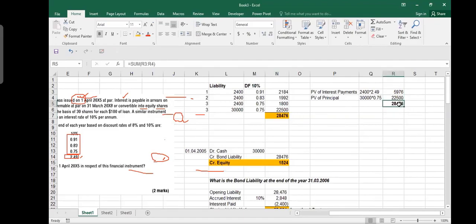So in the exam, you should be doing it with this method because it will save your time. You will see how much are the interest payments. It is 2.4 million for how many years? For 3 years at 10%. So find out the 10% 3 years annuity factor, multiply with 2,400, and then the principal only 1 time.